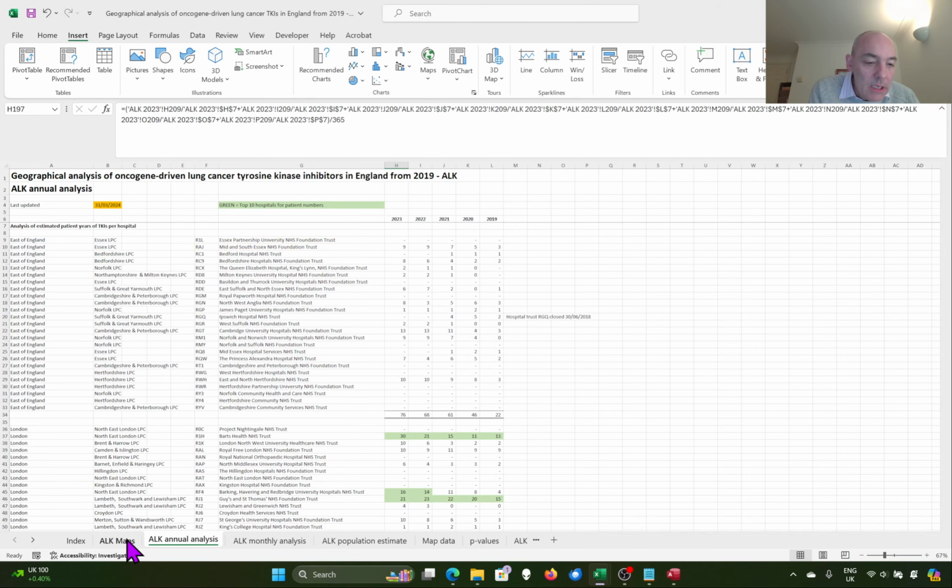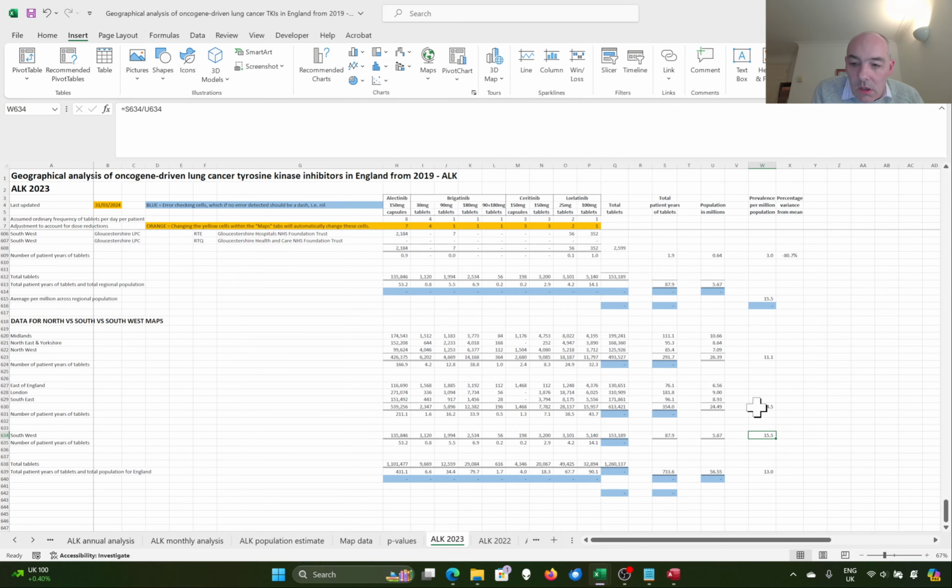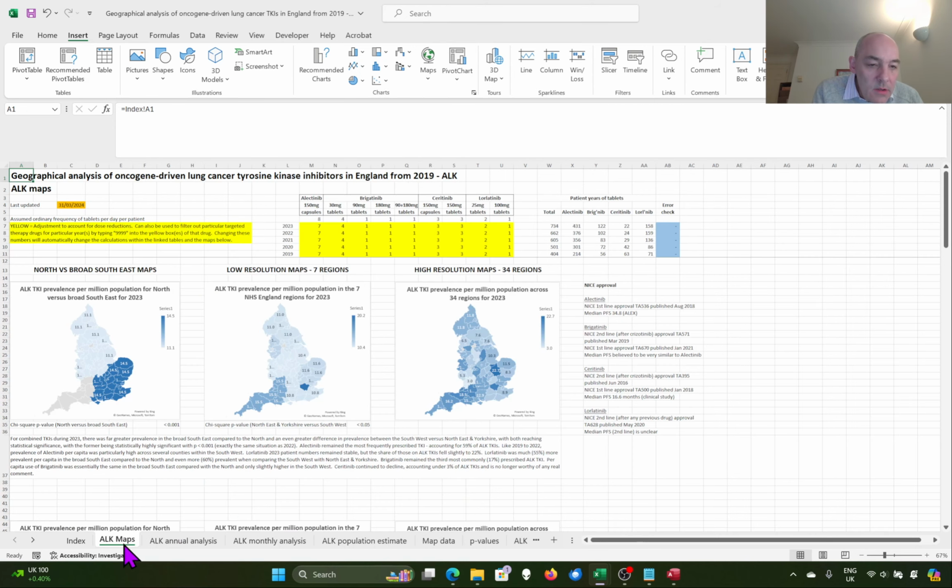So looking at the maps here, you can see 14.5 versus 11.1. And then the next map is broken down into the 7 NHS England regions. There's London there, the broad southeast there, east of England there, southwest down there, Midlands there, and then here is northeastern Yorkshire, and then that bit there is the northwest. So I've put all of that data in there.